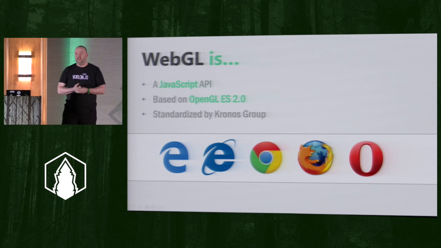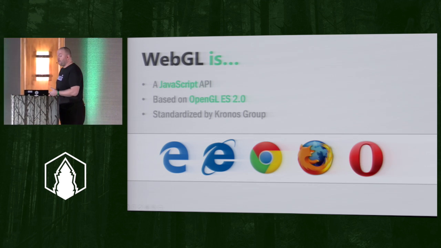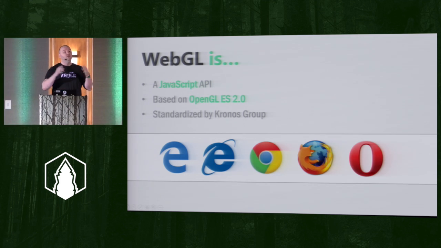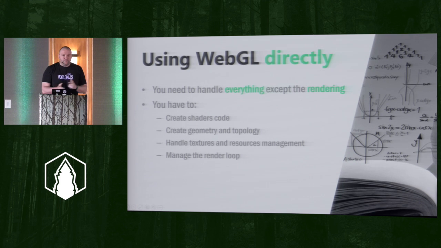What is WebGL? WebGL is a JavaScript API that you can use on barely all new browsers. You can see here the new Edge icon, and you can see how different it is from the IE icon, which is cool. Back to WebGL. WebGL is based on OpenGL ES 2.0, and it's standardized not by the W3C or the WhatWG, but by the Khronos Group. Cool. So WebGL could be used directly.